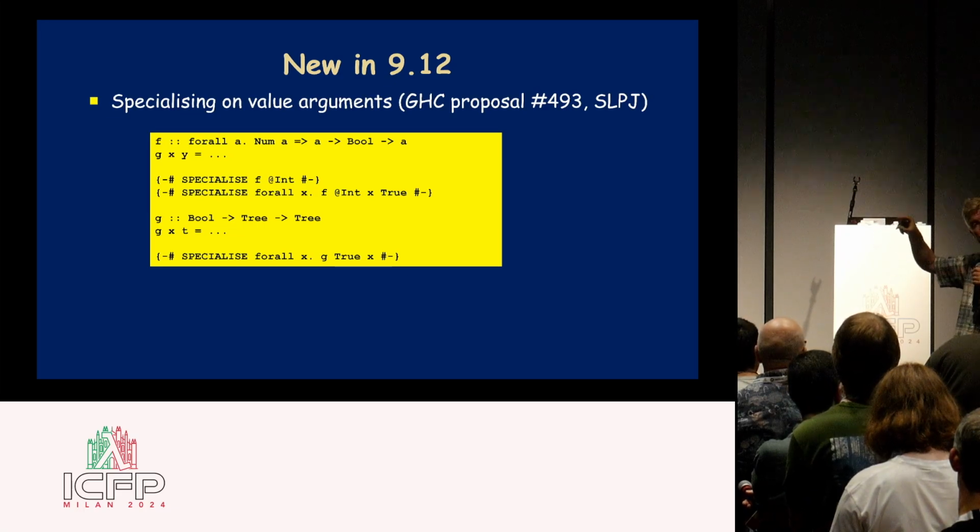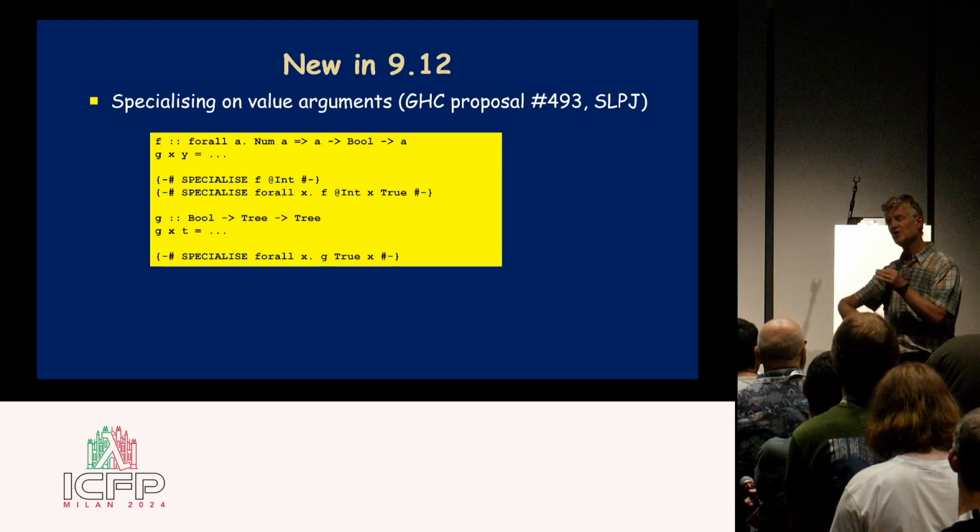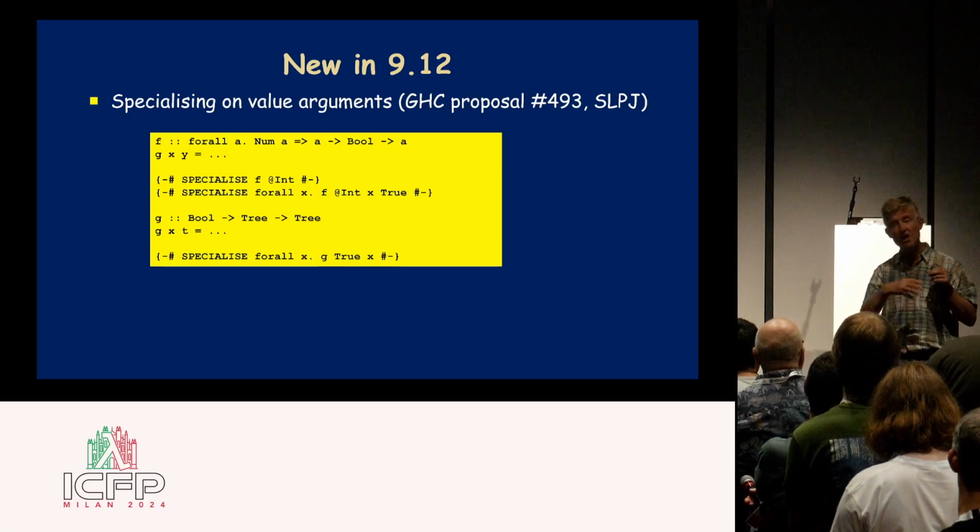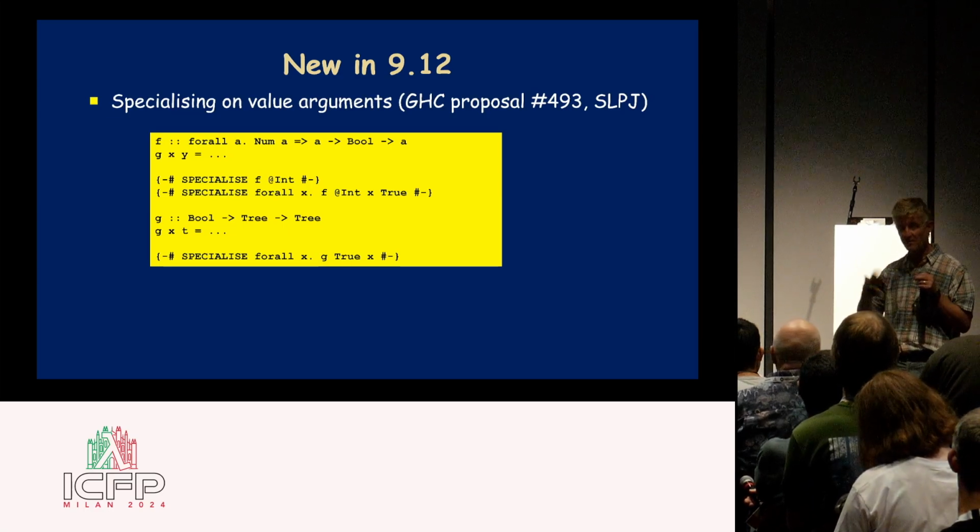But I find myself quite a lot writing functions, and I want to write them once, but I then want to be completely confident that I'm going to get the version specialized for true and the version specialized for false with no runtime tests. And this lets you be completely confident.